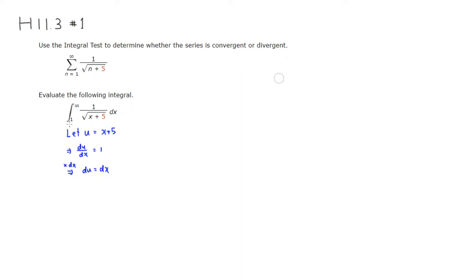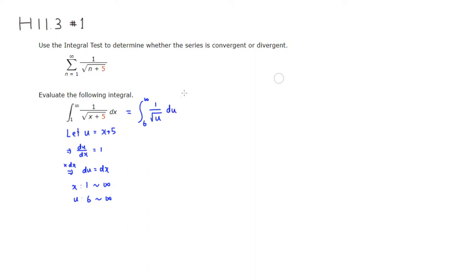Also, the lower and upper limits of the integral: x is going from 1 to infinity. Turning that into u values, 1 plus 5 is 6, so it starts from 6, and infinity plus 5 is still infinity. So this can be rewritten as the integral from 6 to infinity of 1 over the square root of u, with du.